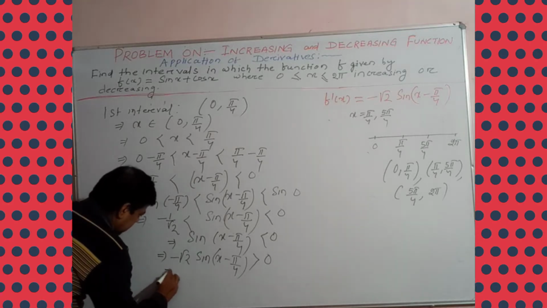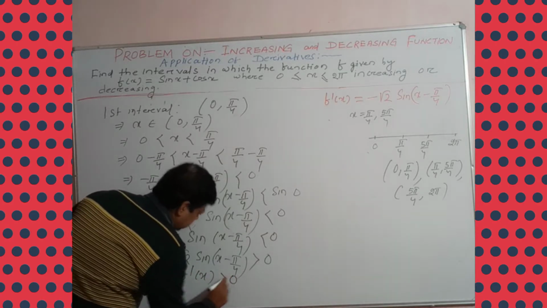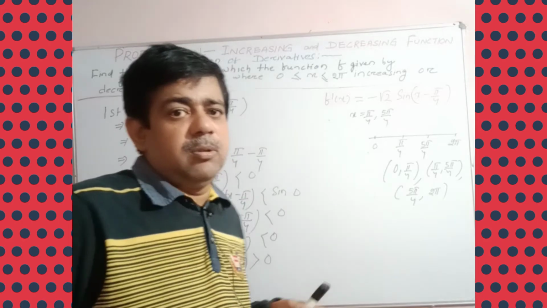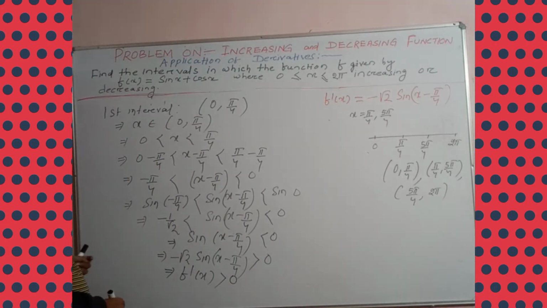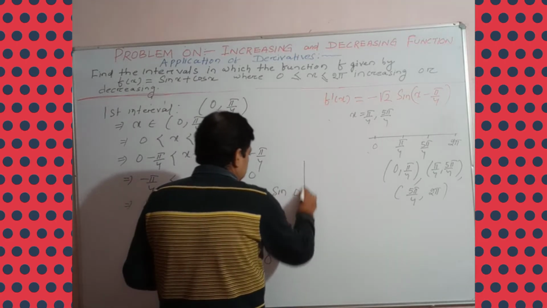That implies f dash x is greater than 0. And we know if f dash x, the derivative of the function, is greater than 0, then the function is increasing in the interval 0 to pi by 4. Understand? Yes.